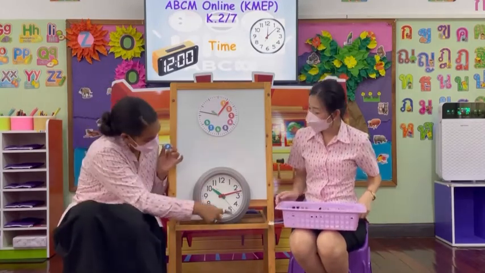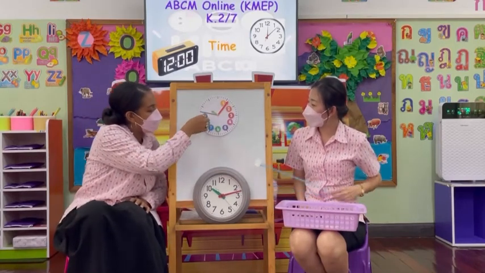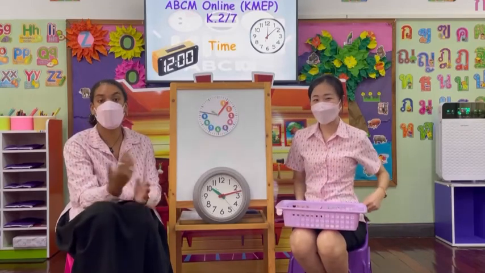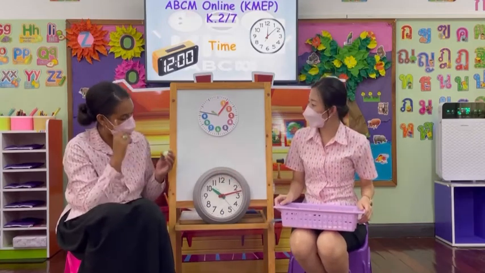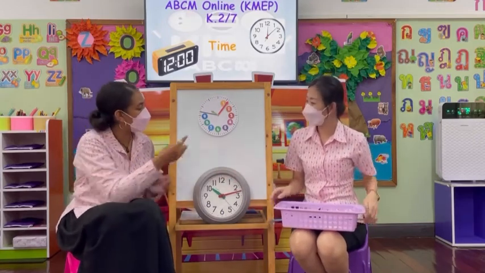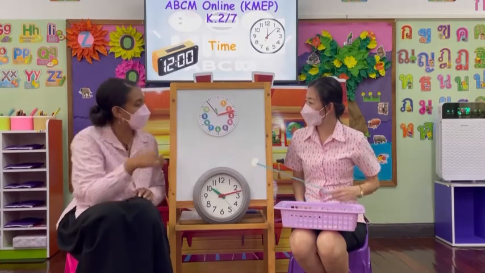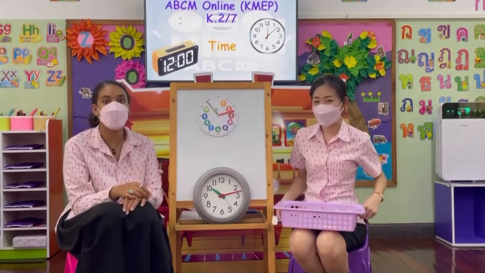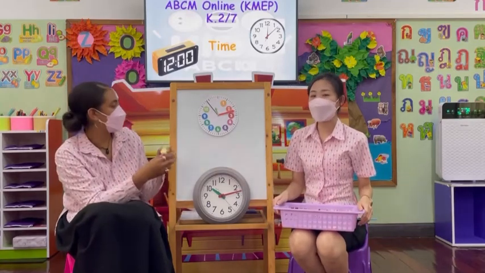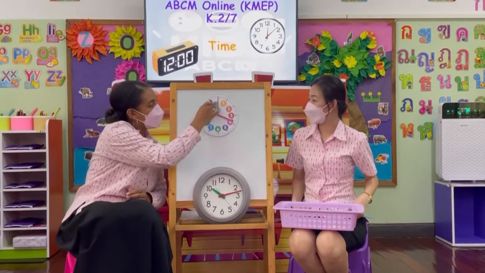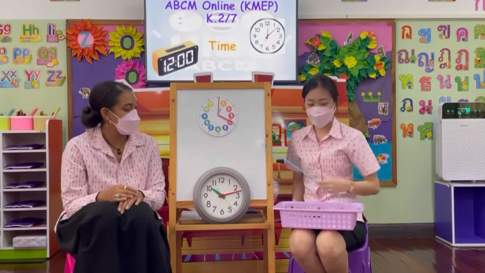Okay, what's next? Ta-da! Nine. So let's look at our clock and see where is the number 9. There it is. Nine. Okay, what's next? Ta-da! 10. So look at our clock and see where is the number 10. It goes here. 10. What's next? Ta-da! 11. So we're going to look at our clock and where does 11 go? Here. 11. And what's next?